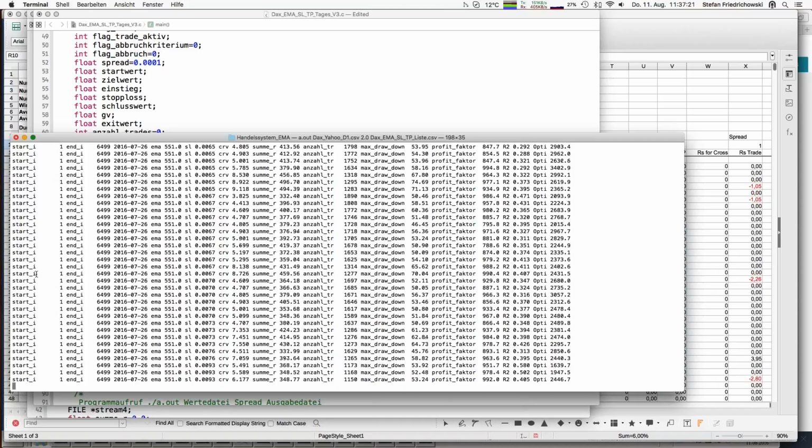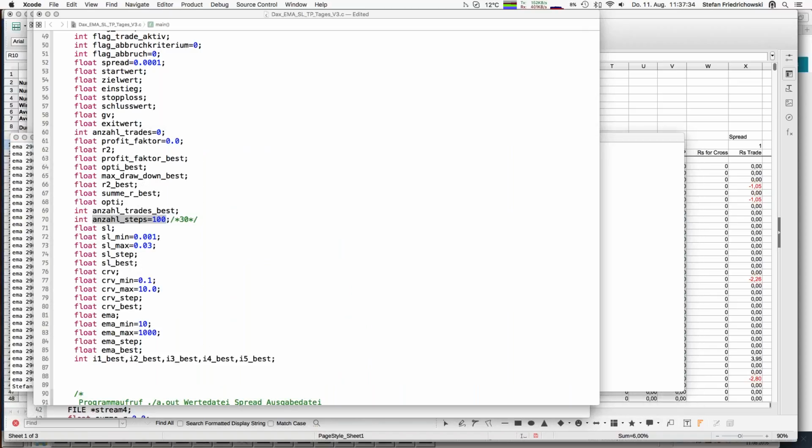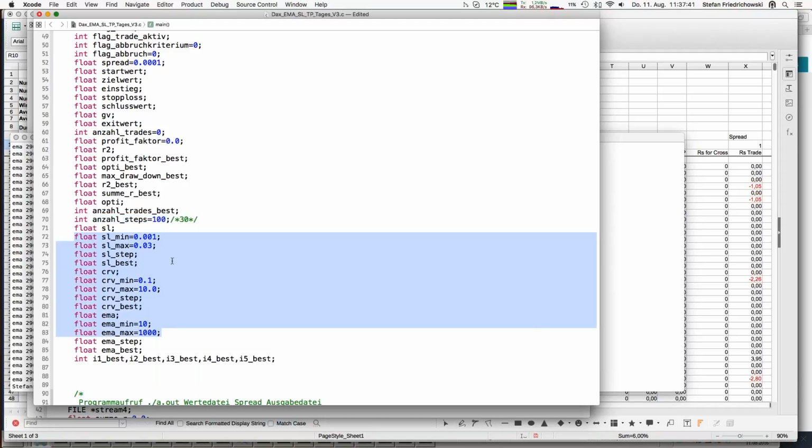Then we are done, and done means that we have now calculated exactly 1 million equity curves for all the combinations which are possible within those limits. So it's a huge task for calculating, and these programs are extremely fast. Therefore, I can do it even with 100 steps in a 3-dimensional space. So 1 million equity curves have been calculated.